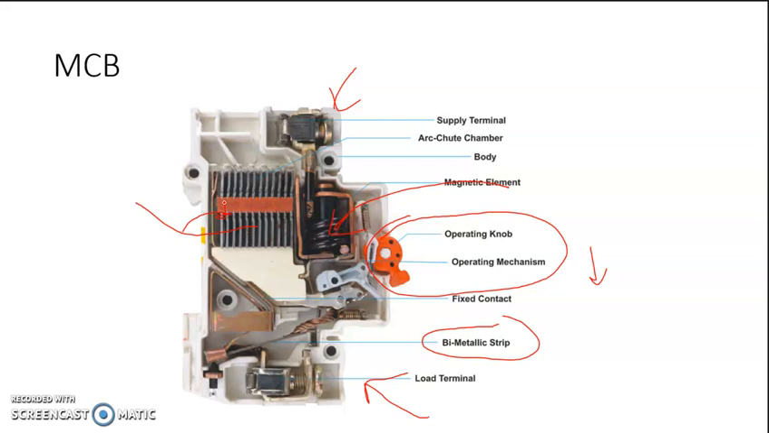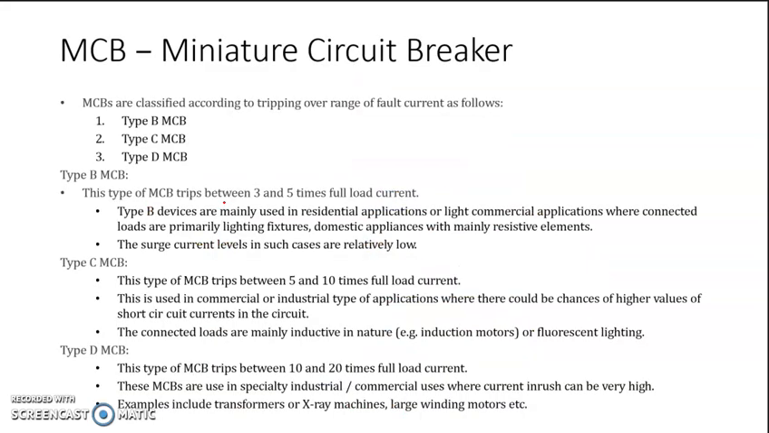So the miniature circuit breakers can be classified according to the tripping range, that is type B, type C, and type D. So it basically depends upon the amount of current at which it will trip. A type B MCB will trip between 3 to 5 times the full load current, and they are basically used in domestic applications.